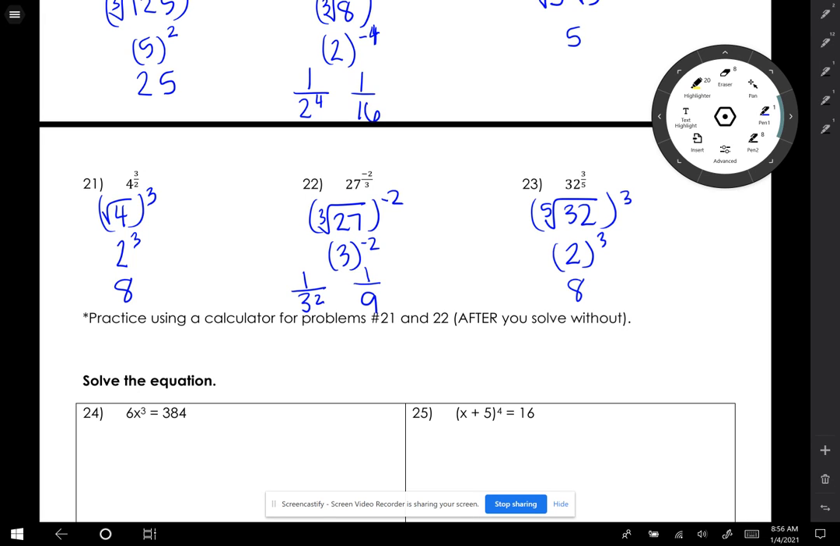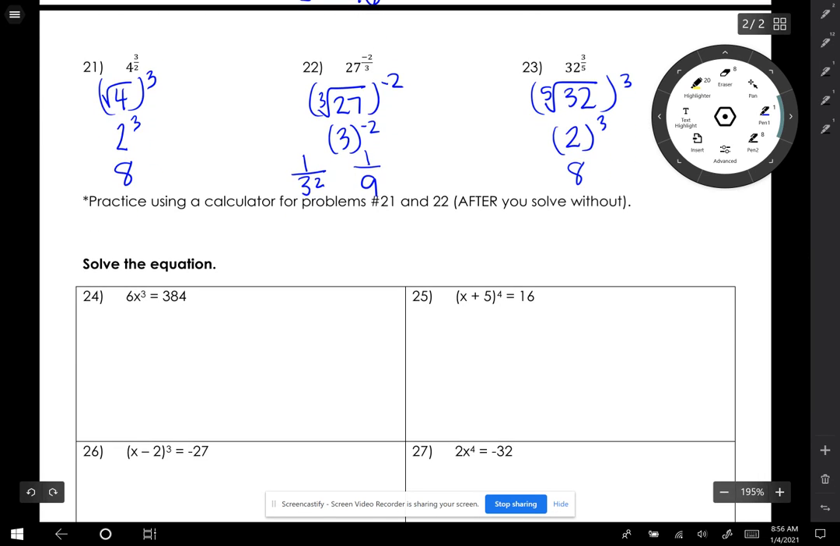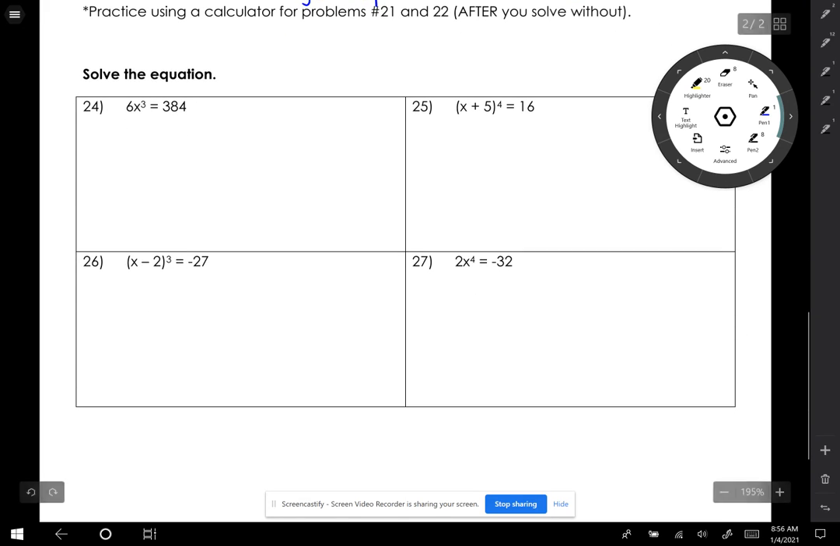Now for our last section of examples today, we're just going to solve equations. So we're going to use the knowledge that we have of exponents and roots to solve for x. So for 24, we have 6x to the 3rd power equals 384. We want to get that x to the 3rd power alone. So I am going to divide both sides by that 6 first. That would be our very first step.